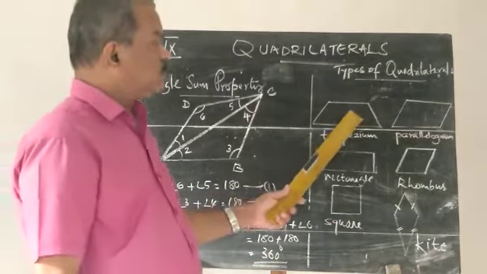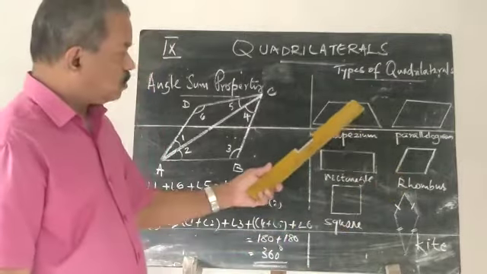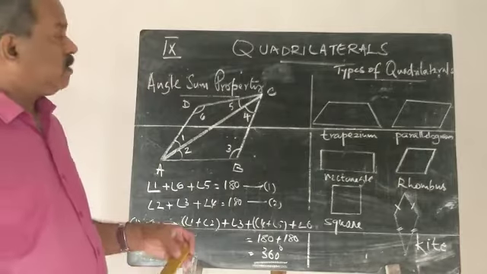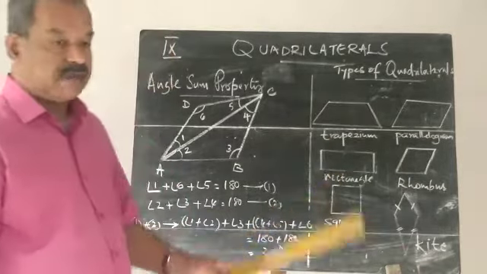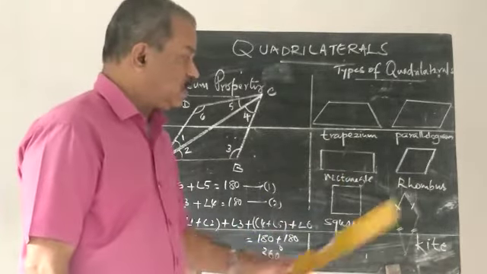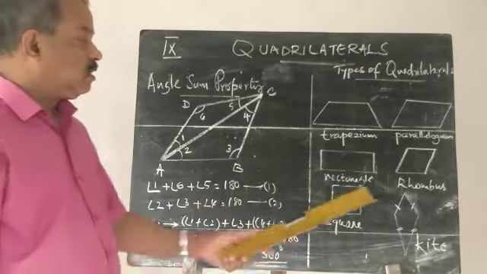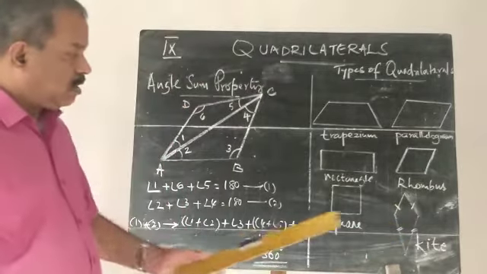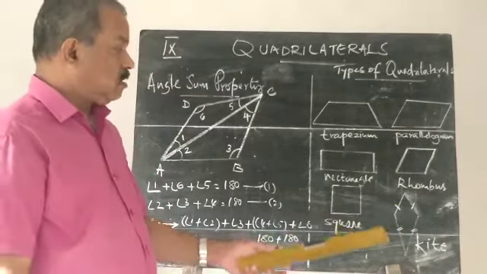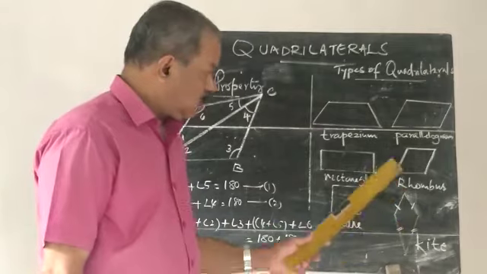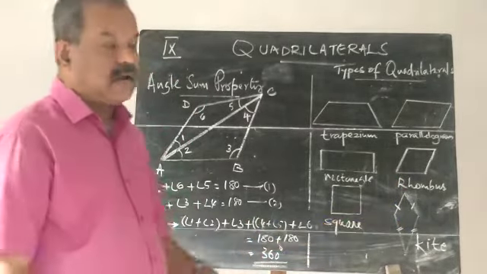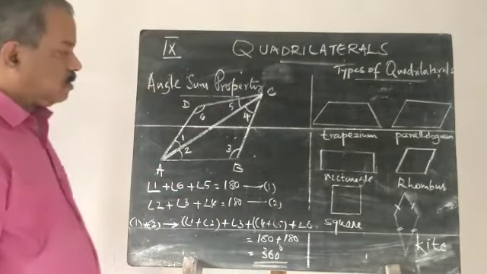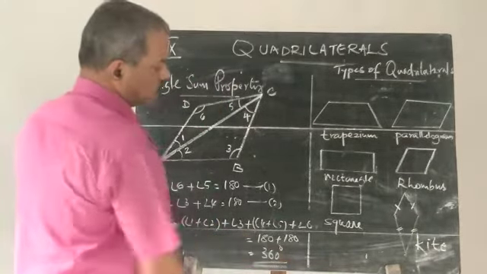But a trapezium is not a parallelogram. Here one pair of opposite sides is parallel, but both the pairs are not parallel. A kite is also a quadrilateral, but it is not a parallelogram because here the adjacent sides are equal, but the opposite sides are not parallel and equal. Maybe parallel but not equal. Adjacent sides are equal.